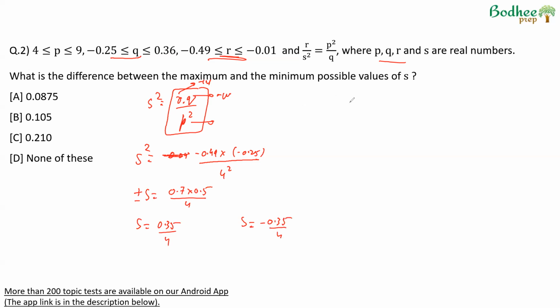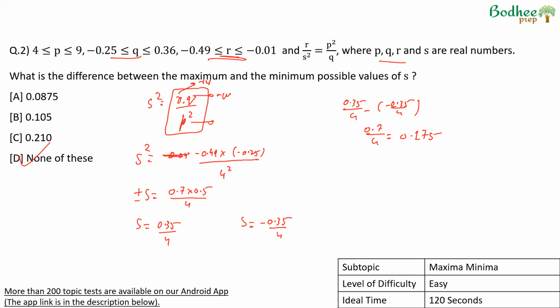The difference between them is 0.35 by 4 minus minus 0.35 by 4, which will be 0.7 by 4, or 0.175. None of these becomes the answer. I think it's an easy question, putting values and solving, about 2 to 2.5 minutes to solve.